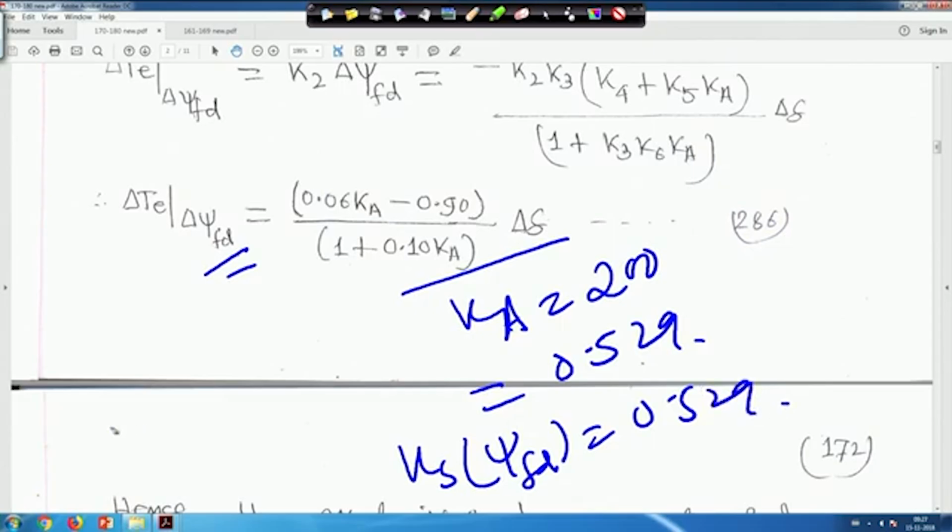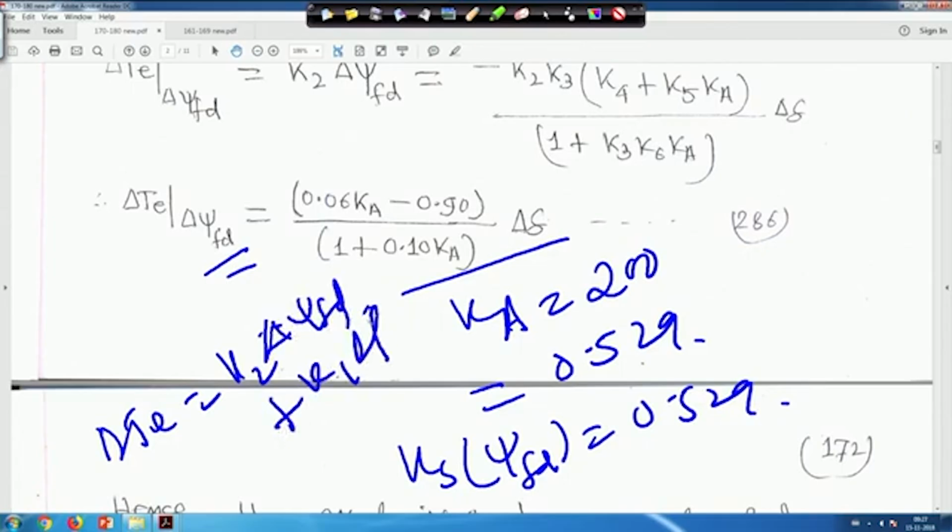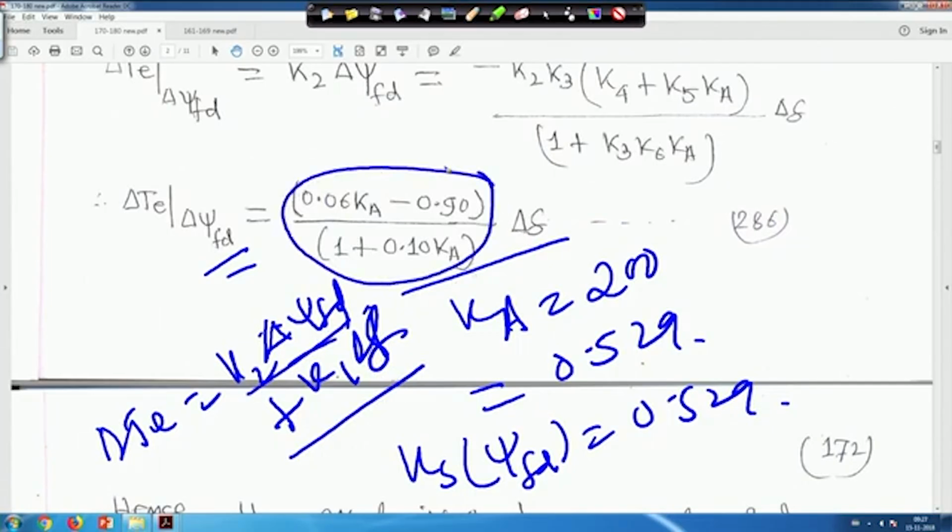But we know that delta Te has two terms: one is K2 delta psi fd, and another is K1 delta delta, right. This is figure 30, from figure 30 you know that. Now, K2 delta psi fd is basically a function of delta delta. So, if we put K is equal to 200, then you will get 0.529. That means this term becomes 0.529 delta delta, right. And another term is there, K1 delta delta.